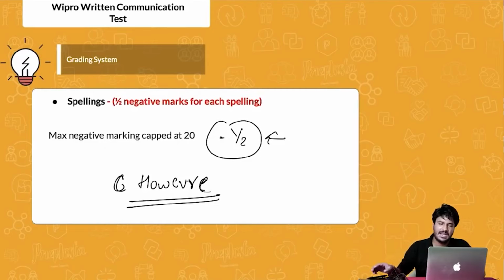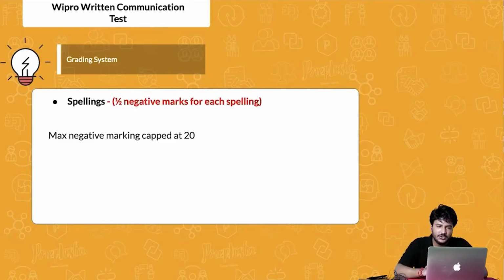There's enough time for you. You get 1 question, and the time given for it is 20 minutes, right? So avoid spelling errors. The maximum negative marking for spelling is capped at 20 marks. So if you make 40 spelling errors, which is a disaster though, the maximum marks that will be deducted would be minus 20, right? So let's move ahead to the next one.